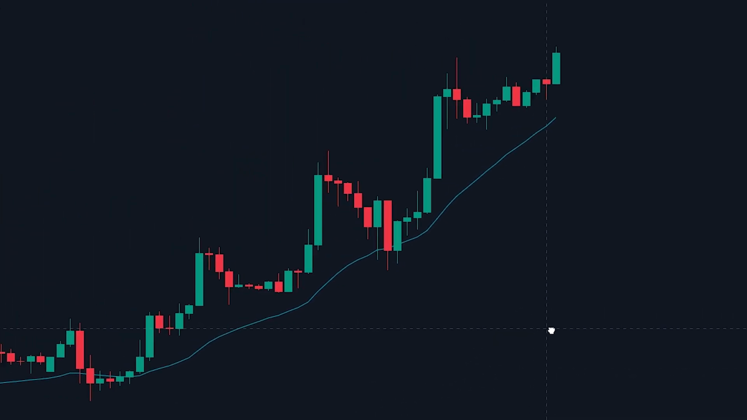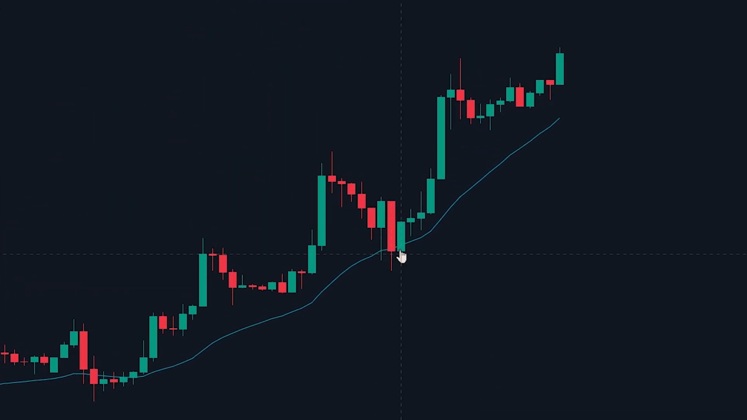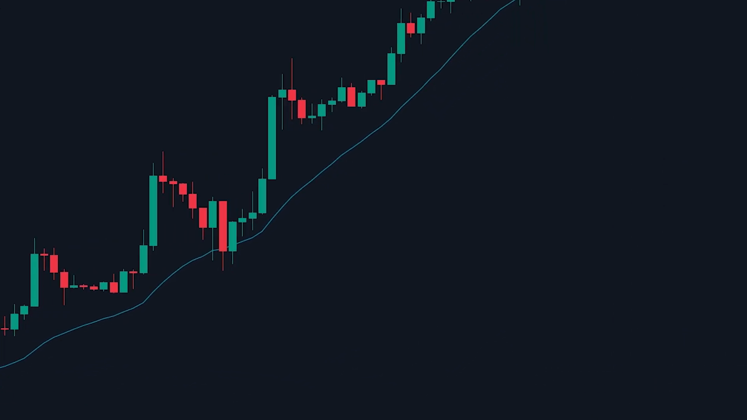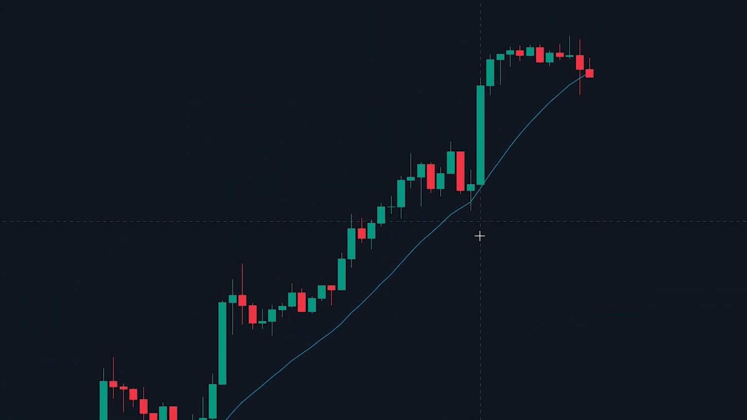Let's take a look and see if that will be the case. Now that we know exactly how to use the zero lag moving averages, let's take a look at how we will use them to enter into a position.